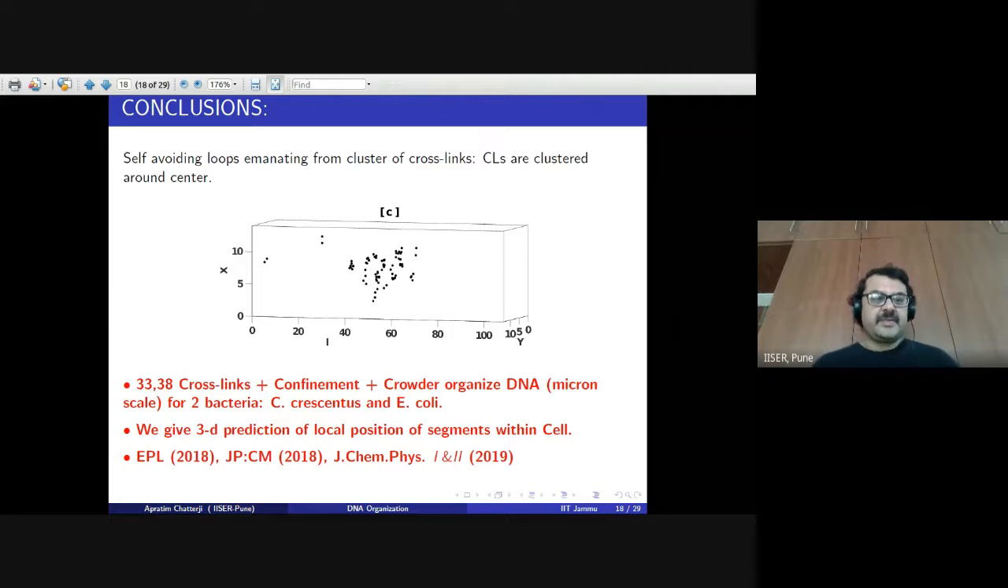Okay, and the basic message is what I already said, that around 33 or 38 crosslinks plus confinement plus crowders organize DNA at the micron length scale, which we have carried out for two bacteria, because one could be luck or serendipity, but with two, Caulobacter and E. coli, we think that crosslinks do play a role in the organization of bacterial DNA at the micron length scale. And I already mentioned that these are all published data of 2018 and 19.